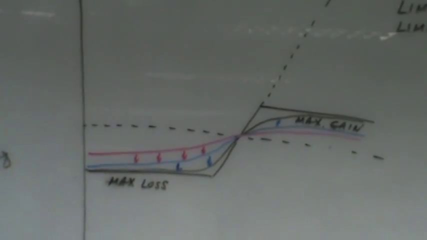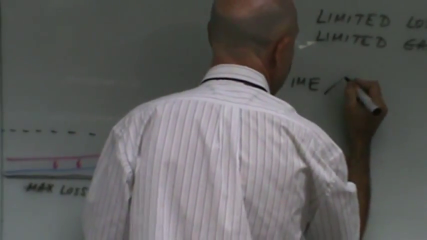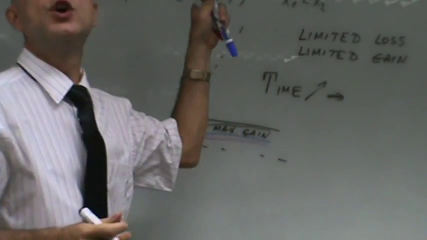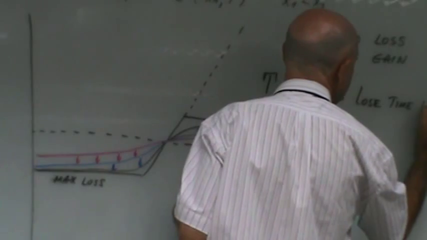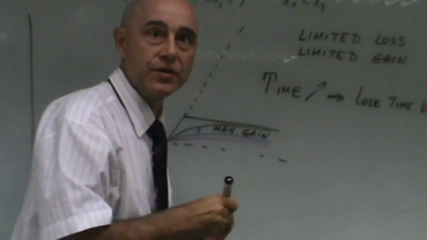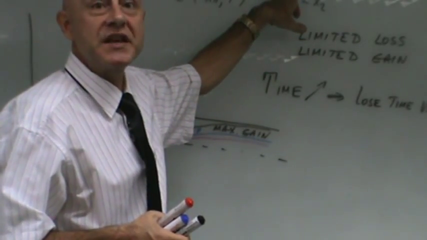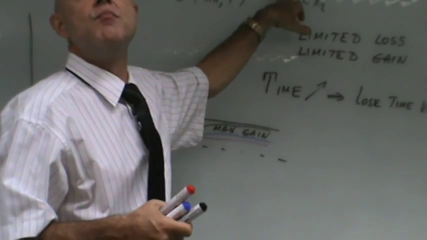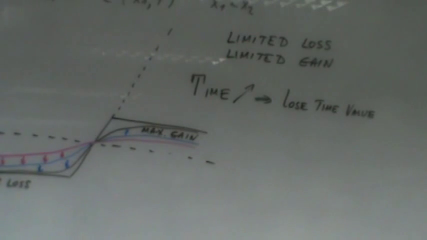So, over time, as time goes by, you overall lose time value. The answer is you overall lose time value because the more expensive call, the call with the strike of X1, has more time value in it, and usually you're going to be losing time. Okay? So, time in a bull spread works against you. Let's see what else we got.